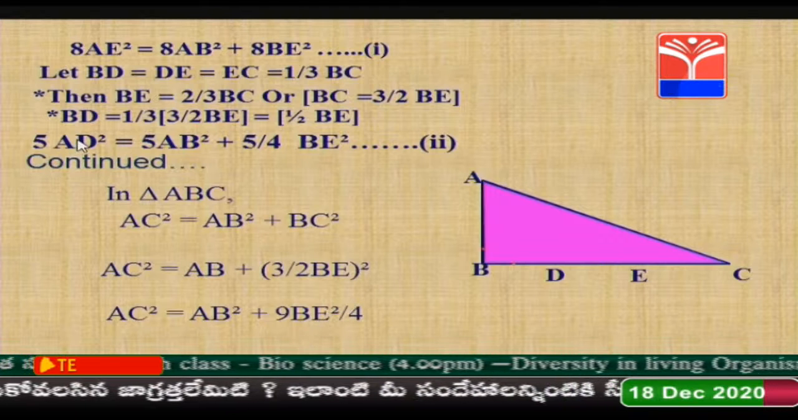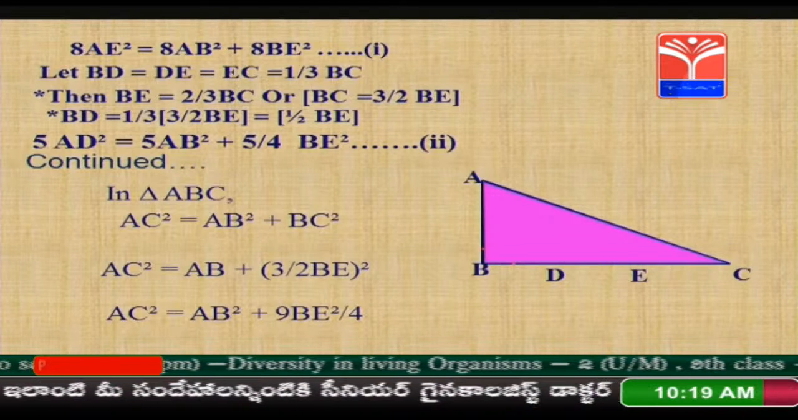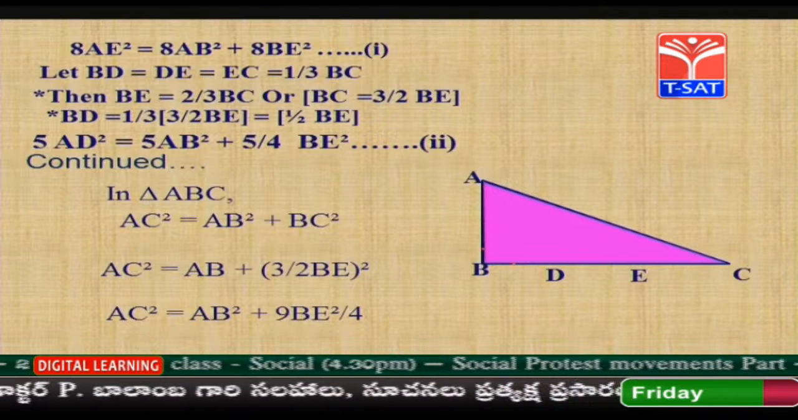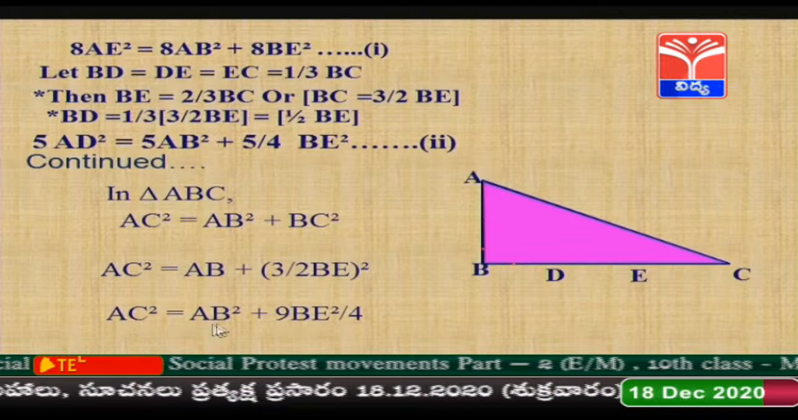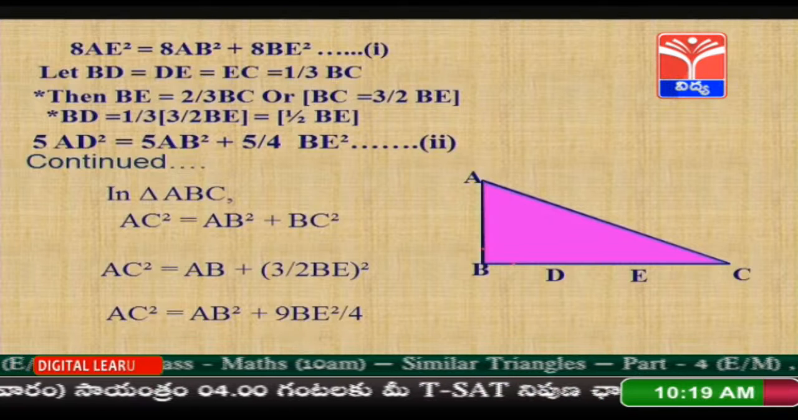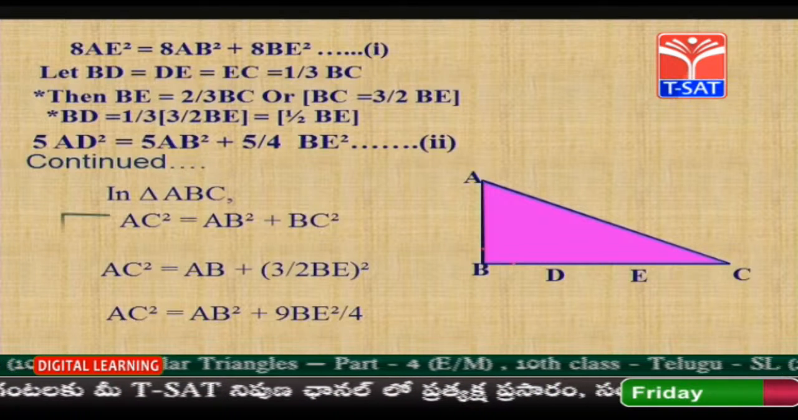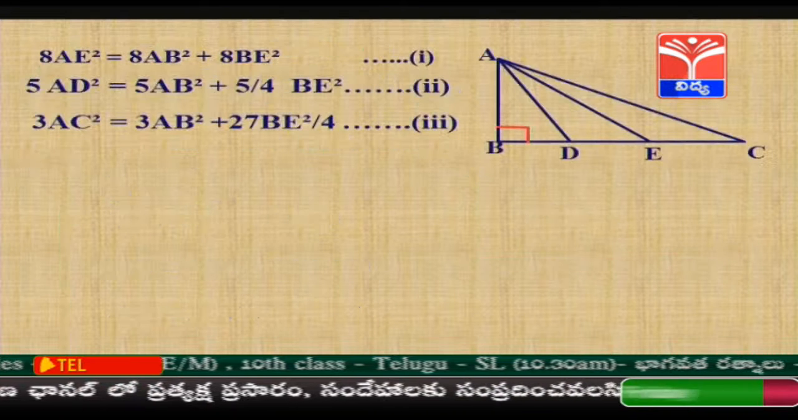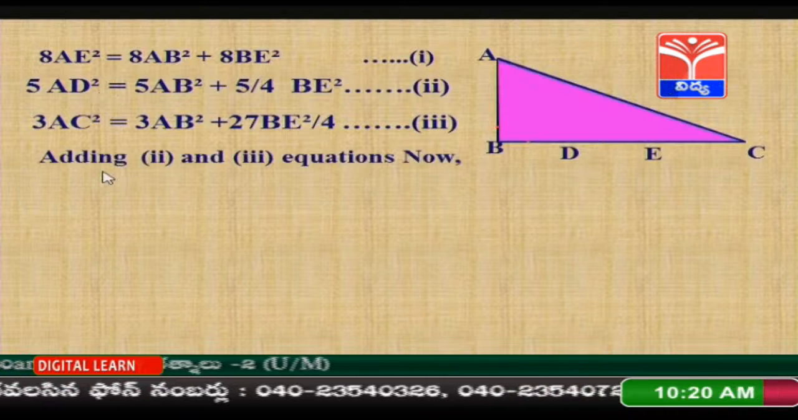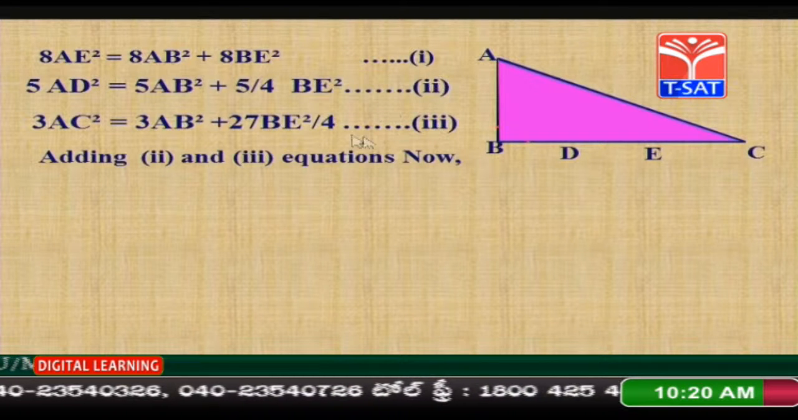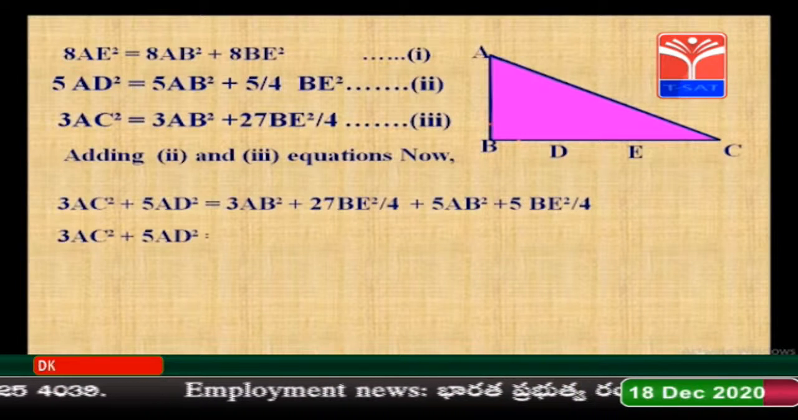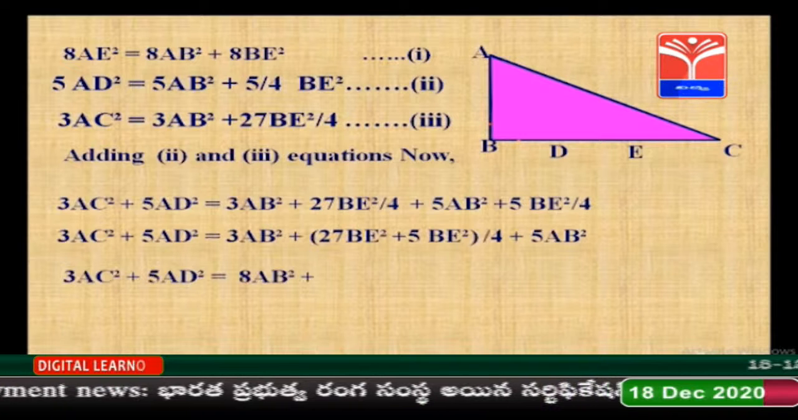Now, I need to prove 3 AC square. I am multiplying the entire equation by 3. What happens? It becomes 3 AC square is equal to 3 AB square plus 3 9s are 27 BE square by 4. This is the third equation. Now, I am just comparing these 3 equations here, which I brought. Now, adding 2 and 3, this equation and this equation, what do we get? 3 AC square on the left side plus 5 AD square on the left side. I wrote 3 AC square plus 5 AD square.